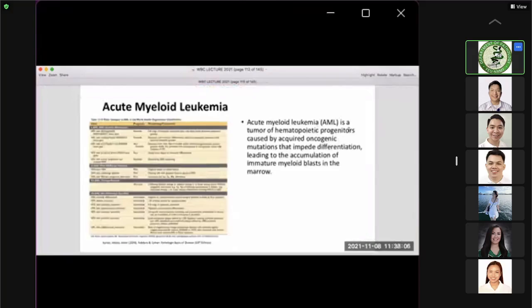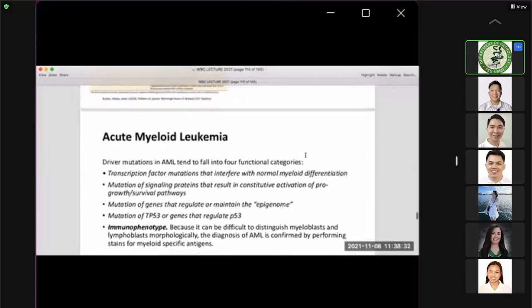So acute myeloid leukemia is a tumor of hematopoietic progenitors caused by acquired oncogenic mutations that impede or affect differentiation of the cells, thereby leading to accumulation of immature myeloid blasts in the marrow. So mas marami ang blast. This is acute. So mas marami ang blast.